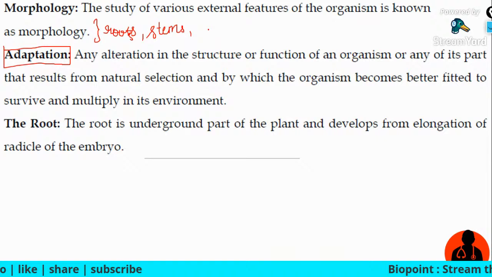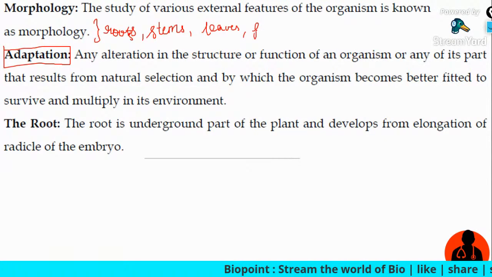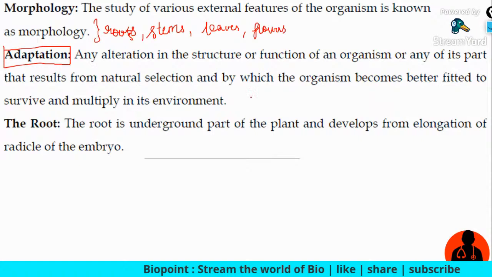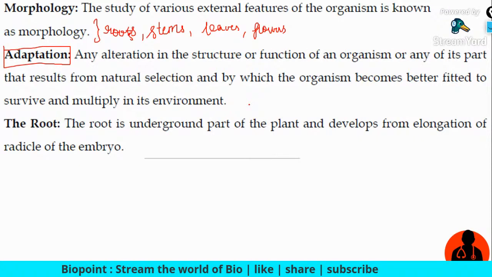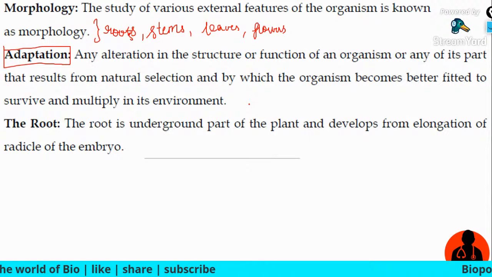So stems, roots, leaves, flowers, fruits, all those things. The combination or the study of all these external features, you will call the morphology.